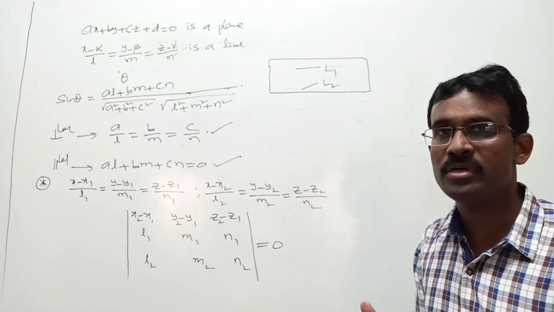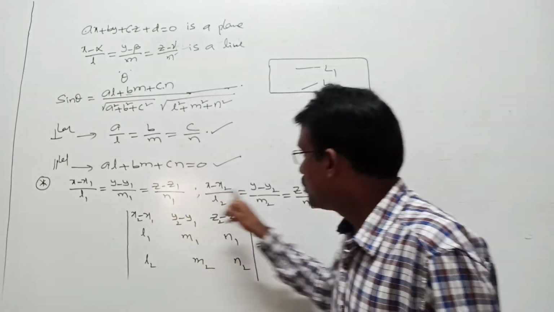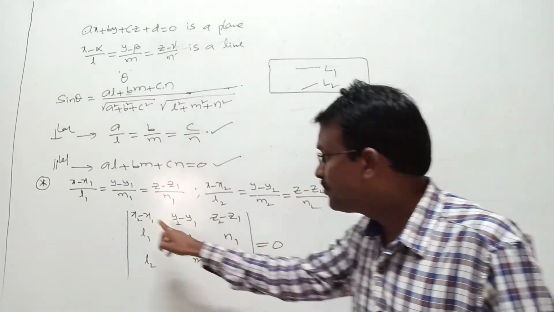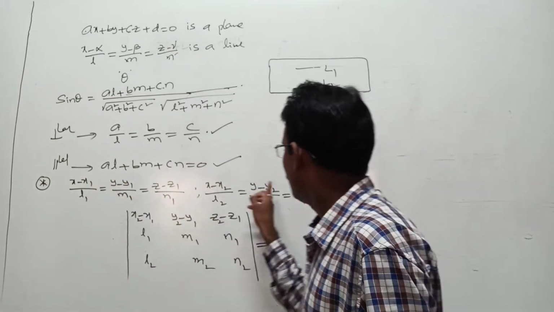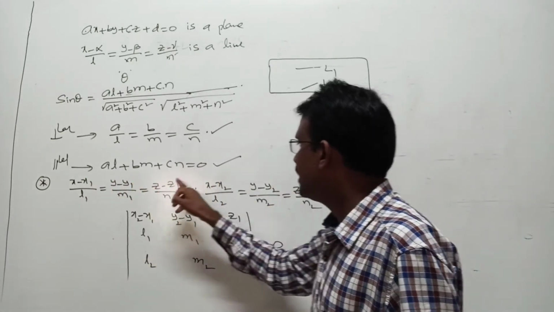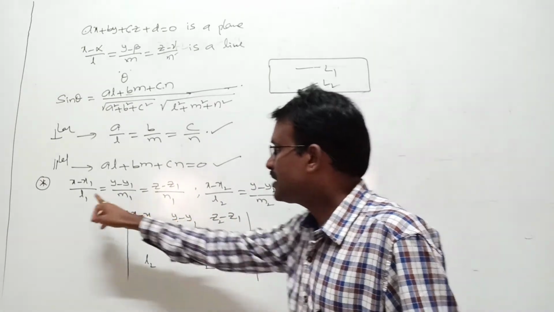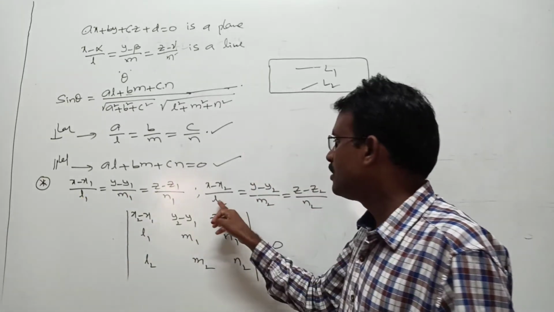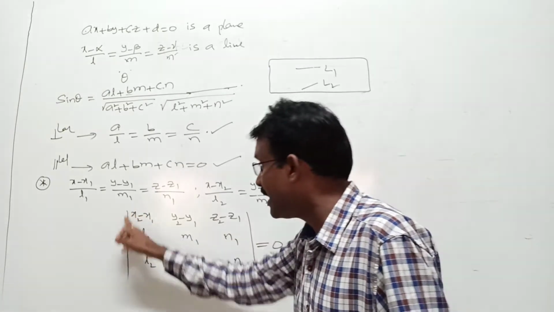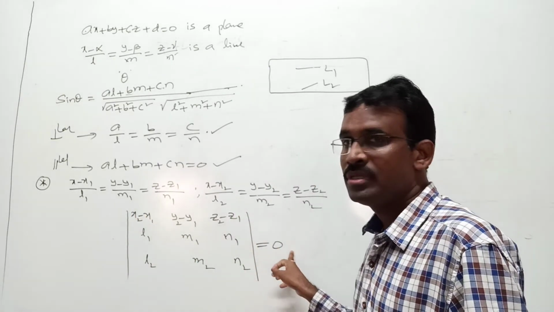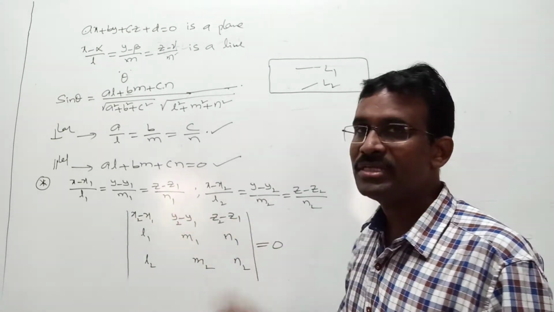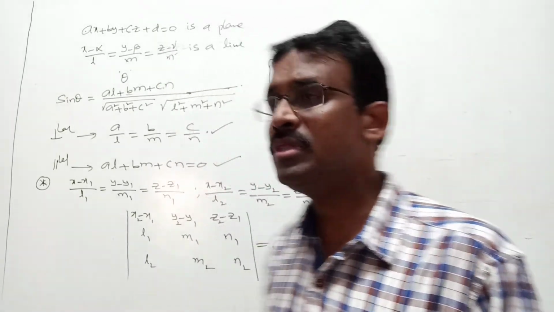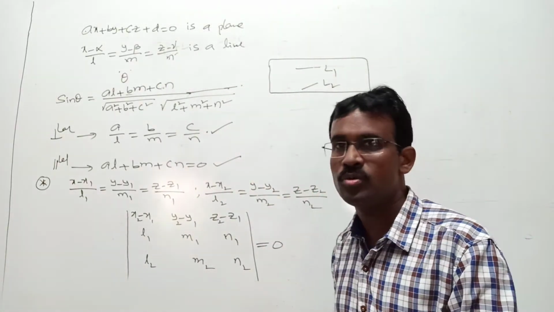Once again I am repeating. We say these two lines are coplanar if the determinant of the matrix with first row x2 − x1, y2 − y1, z2 − z1, next row l1, m1, n1, third row l2, m2, n2 is 0. Then you say these two lines are coplanar lines. This is the coplanarity condition between two lines.